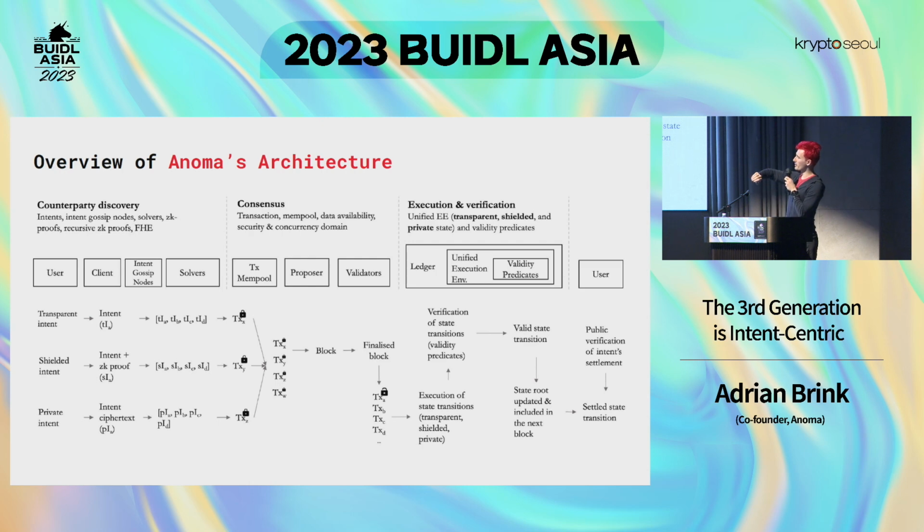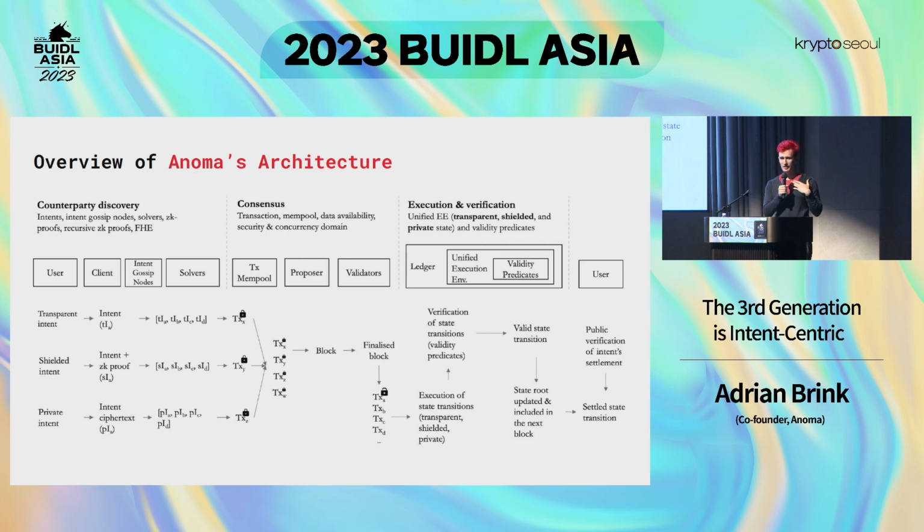So you have intent gossip nodes, they gossip around these intents. Different intent gossip nodes can make different trade-offs with regards to which intents they actually care about. Some may only care about fungible tokens, some may only care about NFT intents, some may care about all of them. The nice thing is intent gossip nodes have a financial incentive. They can take a portion of the fee for the routing.